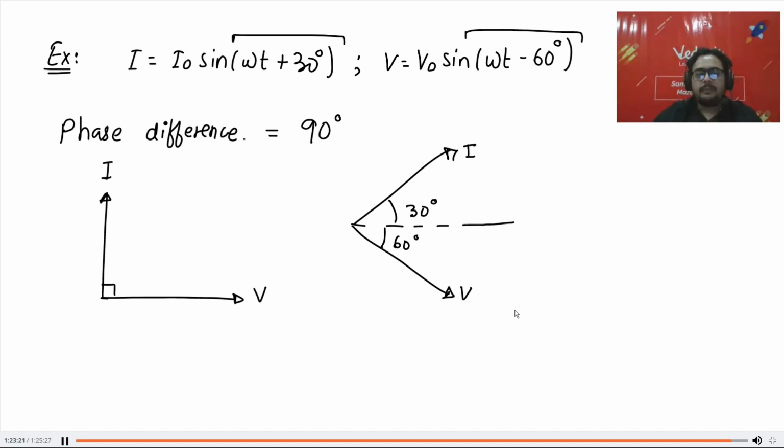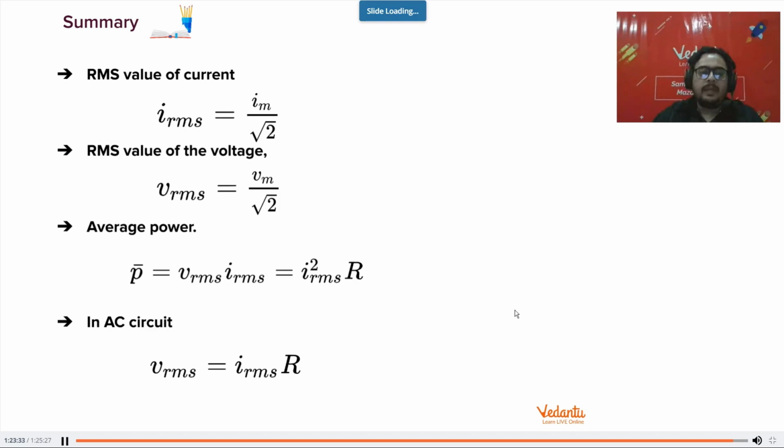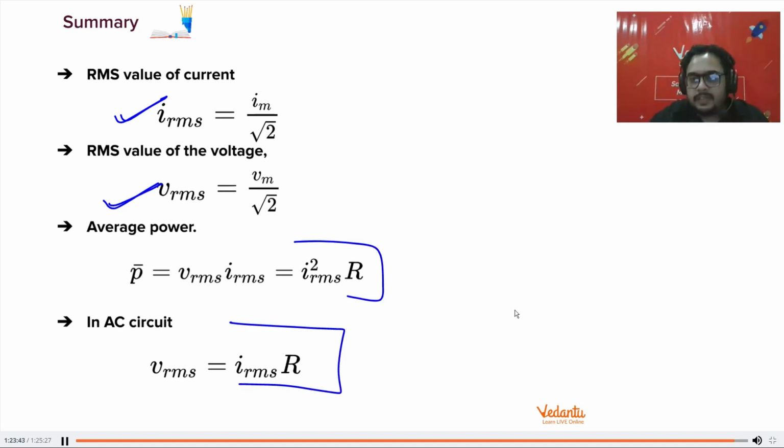Let us see what we have studied. We studied about alternating voltages, what happens in purely resistive circuit. We also found the relation between IRMS and I peak, VRMS and peak voltage, then also the power IRMS square R, and VRMS is IRMS into R. Please revise before coming to the next class.